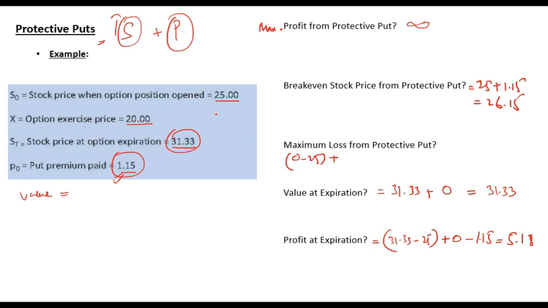If stock price is 0, what is the value of put option? So value of put option is X minus S. So X is 20 and stock price is 0. So at 0 stock price, value will be 20. And then you have premium. What is the premium that you paid? 1.15. So that you subtract. So maximum loss will be minus 6.15.